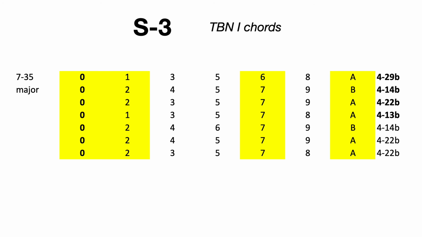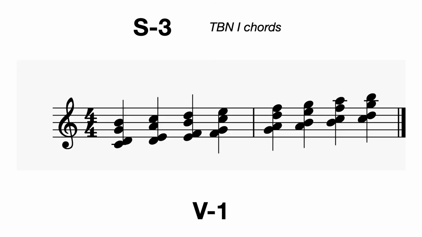So the third group, the S3 group, is referred to as the triad over bass note 1 chords by Mick Goodrick. And here we have the root, the second, the fifth, and the seventh of the scale structures. And we see the 4 primary sets bolded on the right-hand side: 4-29B, 4-14B, 4-22B, and 4-13B. And if we create a chord scale based on the third group, it sounds like this.